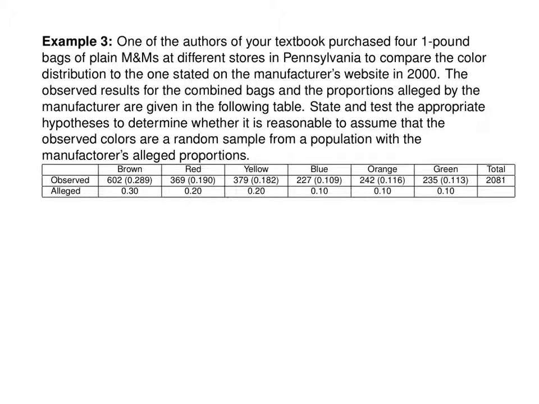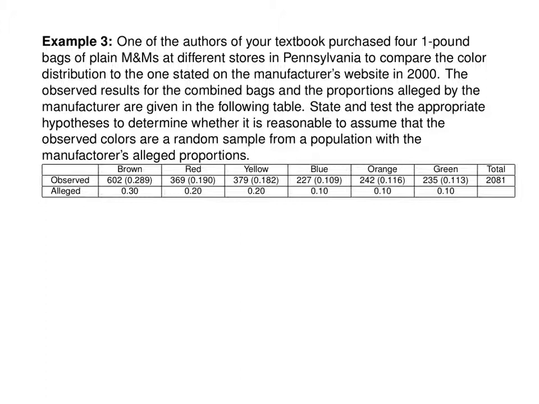Okay, let's do one more. So one of the authors of your textbook, who probably had a lot of time and a candy thing, purchased 4 1-pound bags of plain M&Ms at different stores in Pennsylvania to compare the color distribution to the one stated on the manufacturer's website in 2000. This person really thought that they were being shorted their blue M&Ms.